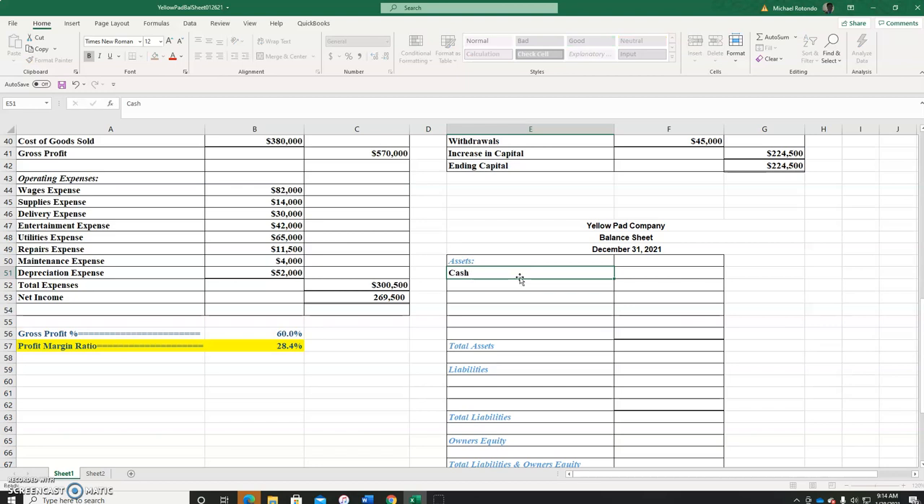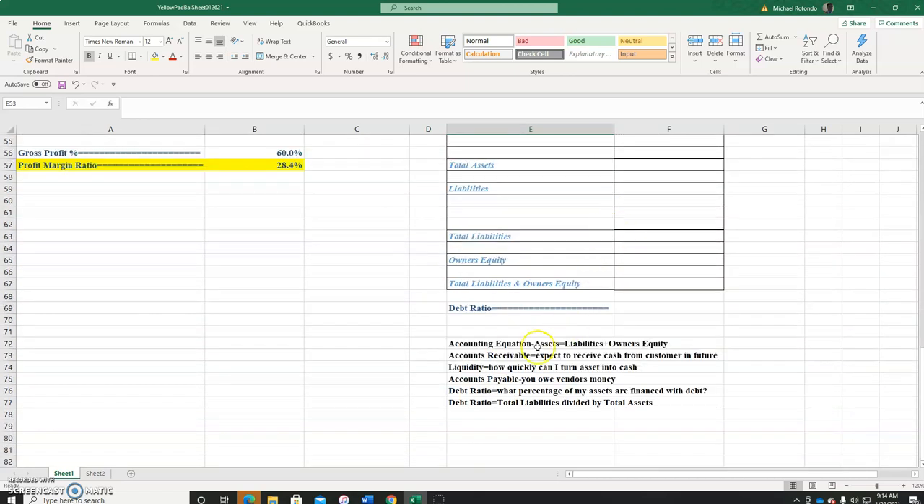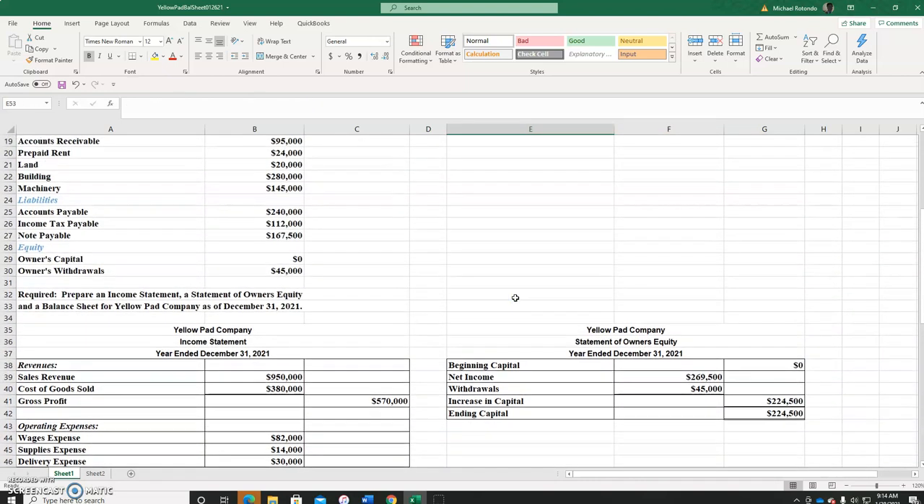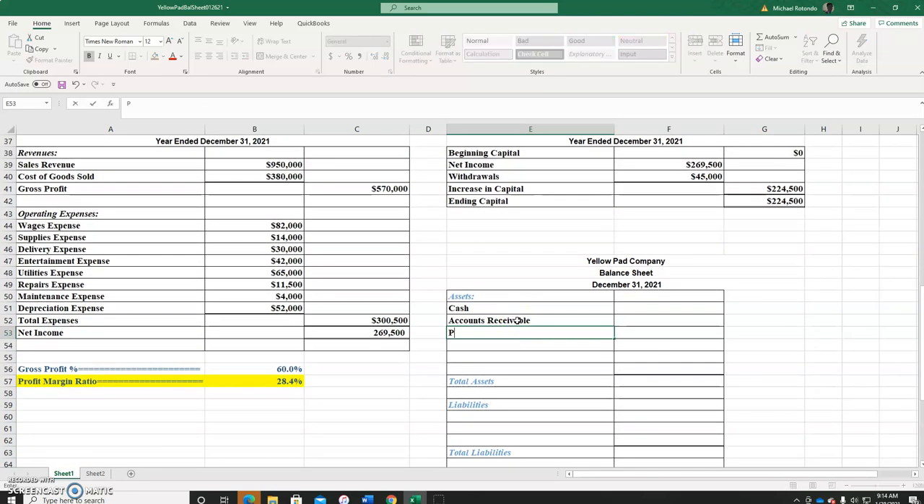So we have cash, we have accounts receivable. And remember, accounts receivable is an asset because it is payments that we expect from our customers. A receivable does not mean we're receiving money. A receivable means that a customer owes us money, right? So we expect to receive cash from a customer in the future. And then I believe we had prepaid rent. So prepaid rent. And then we had land. And then we had a building and machinery.